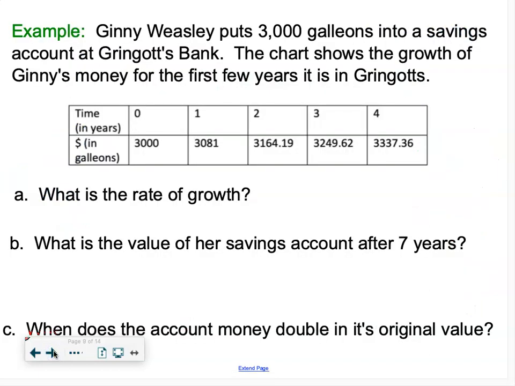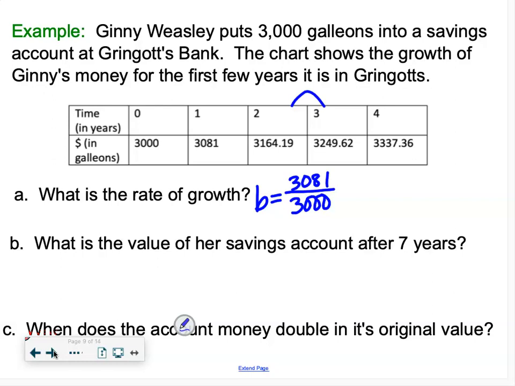All right, I think this is our last example. Let's just walk through this. Ginny Weasley puts 3,000 galleons into a savings account at Gringotts. The chart shows the growth of Ginny's money for the first few years it's there. So how do we find her rate of growth? To find the rate of growth, you can take any y value and divide it by the previous y value. If you did it to any pair, you would get the same number.